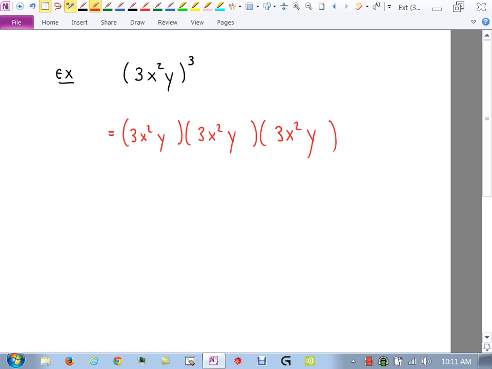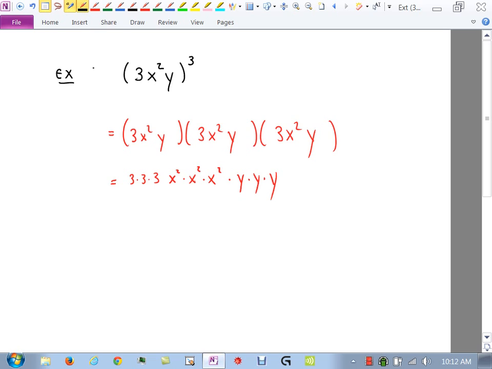So do I really need the parentheses? No. And because multiplication is commutative, can I move things around? Couldn't I do 3 times 3 times 3, x squared times x squared times x squared, and then y times y times y? Did y'all see that? Yay or nay?